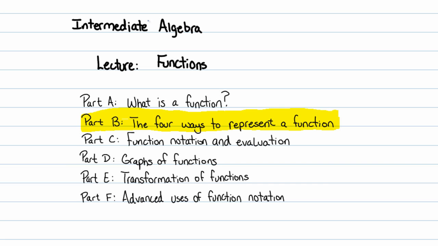This is a continuation of a lecture on functions for intermediate algebra. This is part B, the 4 ways to represent a function. And we've already talked about domain, range, input, output variables, or independent and dependent variables. We've talked about what a function is. This part specifically, we're going to really delve into 4 different ways functions are often represented.